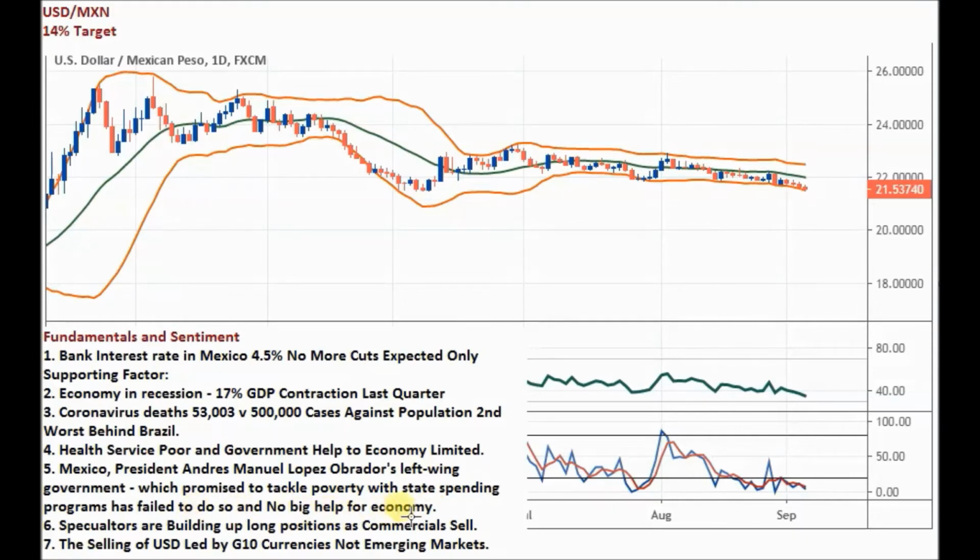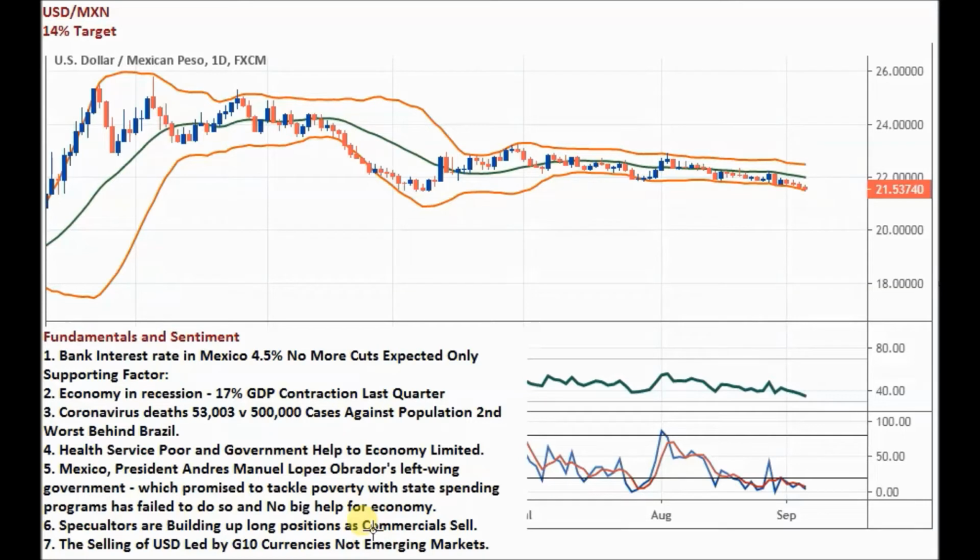And no big help for the economy now. I mean, you could argue Mexico just doesn't have the money. Okay. Now, in terms of the economy, it's in bad shape. Virus is running wild. It is very exposed to global trade. It's got a lot of debt. Okay, so it's not looking good for Mexico.